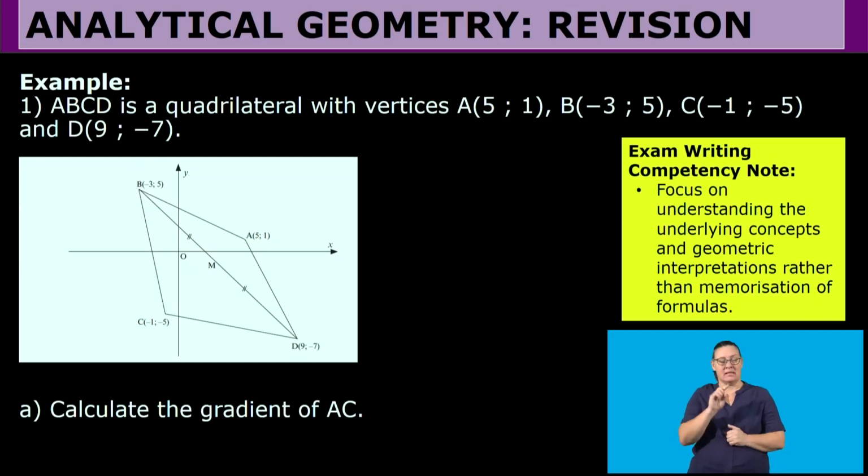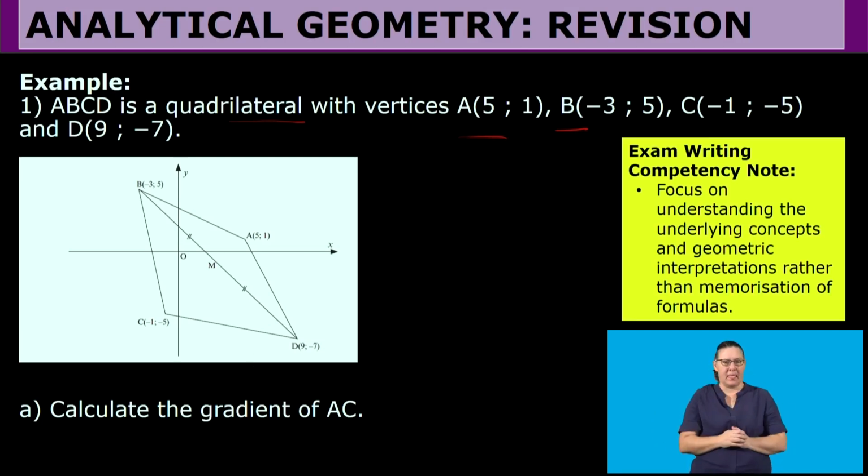Let's have a look at our first example. So in this question, they gave you that ABCD is a quadrilateral, so it's just a four-sided shape. They didn't give you information about what type of shape it is. They've given you the vertices that they've pointed out on the diagram as well, A, B, C, and D. And they asked you to calculate the gradient of AC.